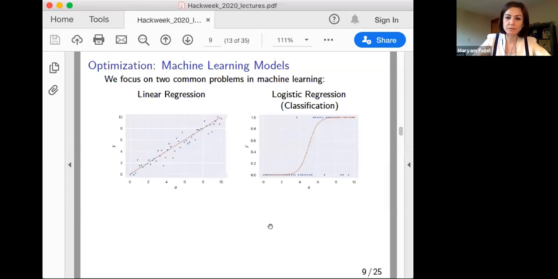Okay, so that's the basic setup for training problems. We now look at two common problems, linear regression and logistic regression.